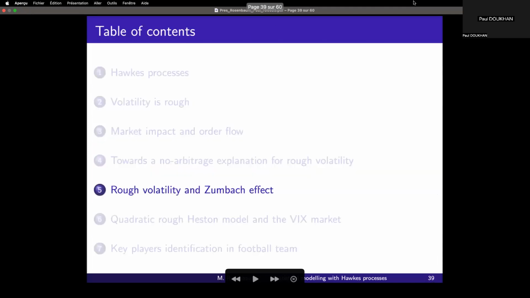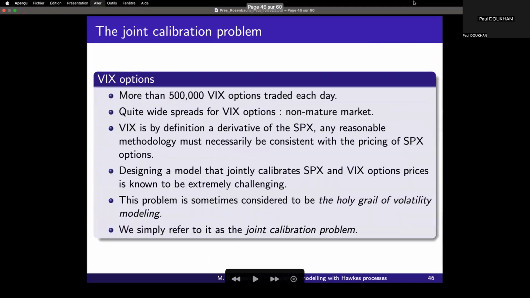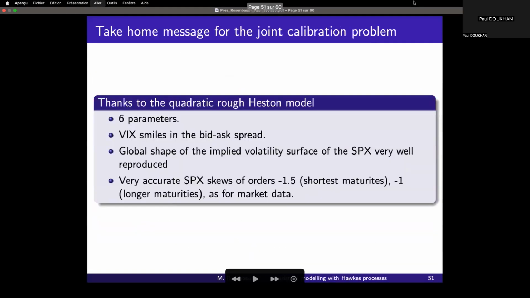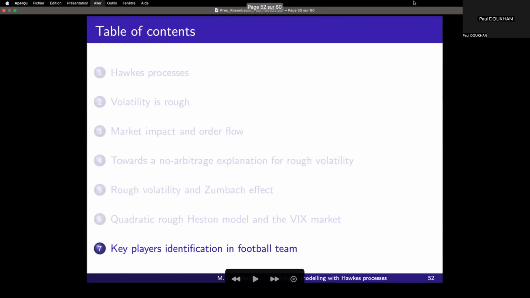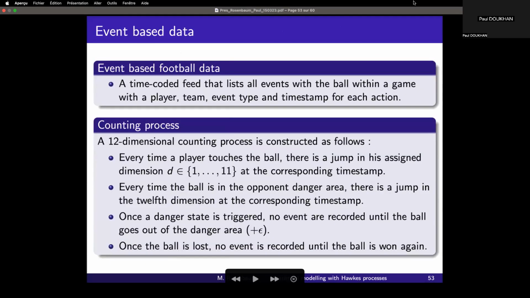Just 5 minutes about football, because I think Hawkes processes are actually very adapted to this case. Why? What we want to do here, and I just have 3 slides, is to be able to say in a football game, in a team, who are the players who are really creating the dangerous actions?